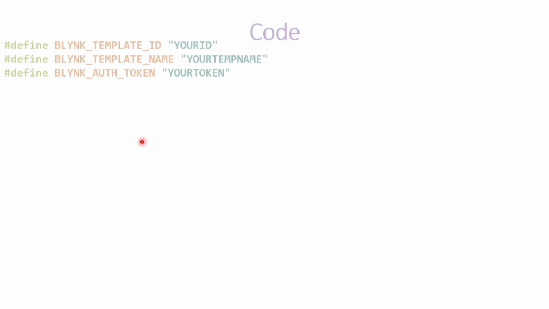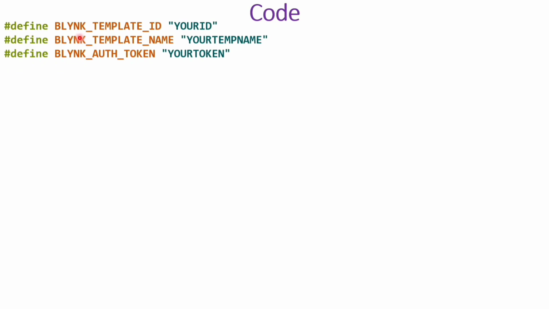Now let us understand the ESP32 code for this project. First of all, you have to insert these three Blynk credentials: Blynk template ID, Blynk template name, and Blynk authorization token. With the help of these three credentials, ESP32 will connect with the Blynk server. I will show you how you can find these three credentials later on.